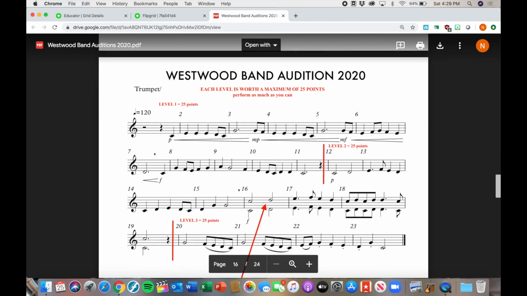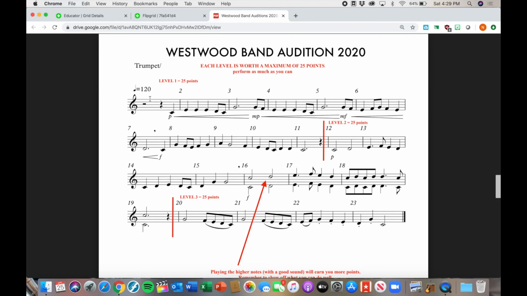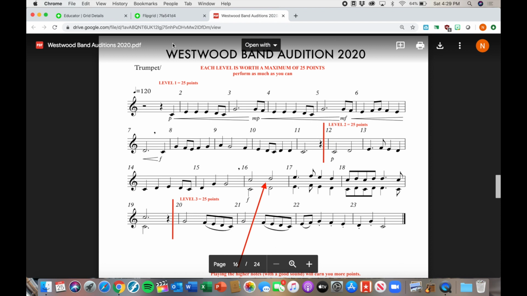Okay, so let's look at our etude. You'll notice it does have a tempo marking. So if you have access to a metronome, that's ideal. But if you don't, check it out.